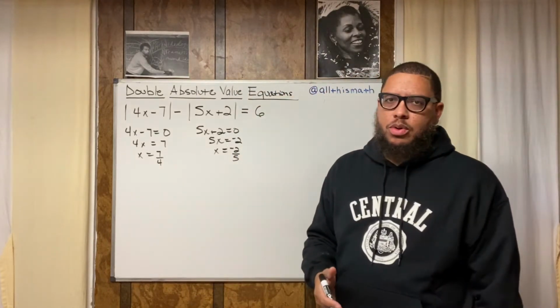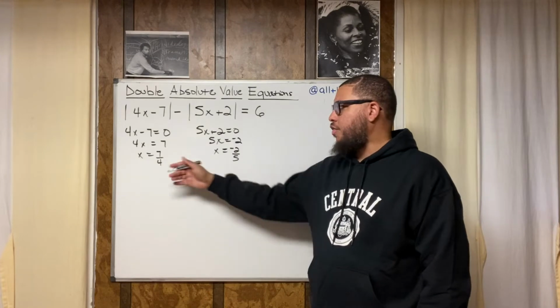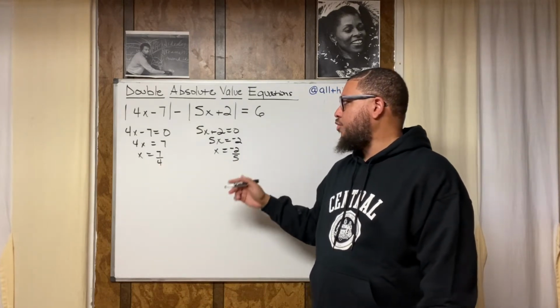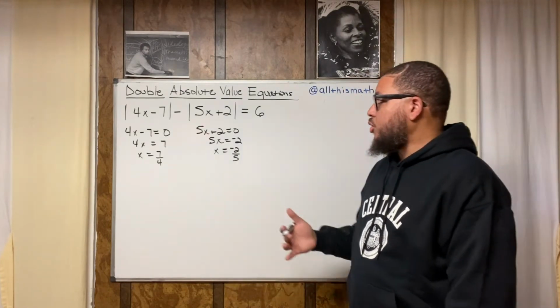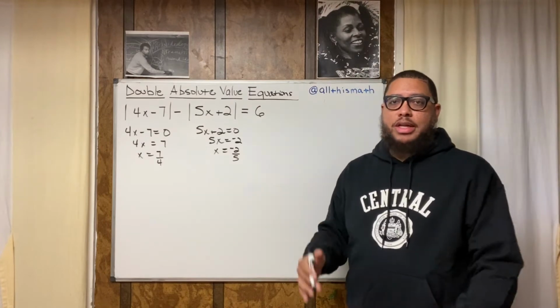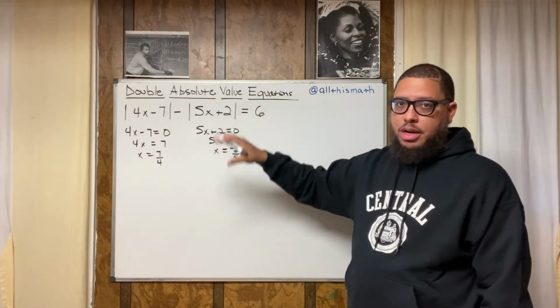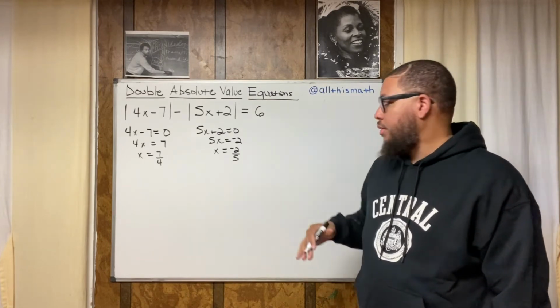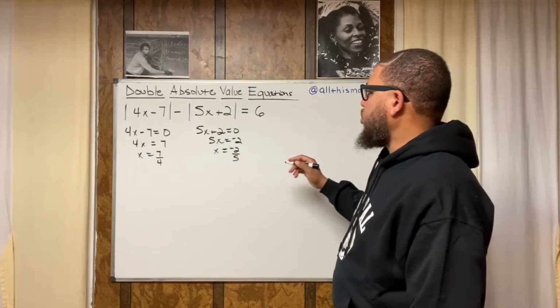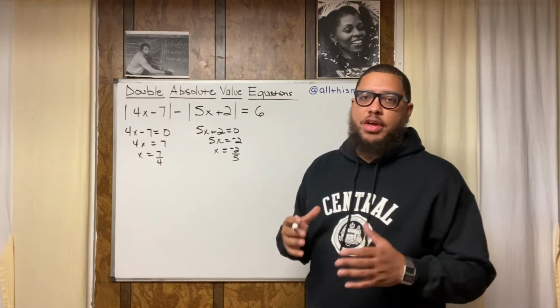Now the next question is, what do I do with that? We figured out 7/4 and negative 2/5. What do I do with it? What you do with it is we're going to create a table. Some people might call this overall method that I'm using the table method. So we create a table, and the table is made up of intervals.